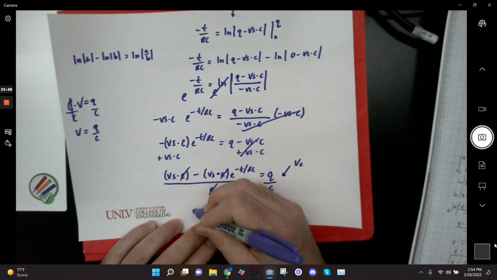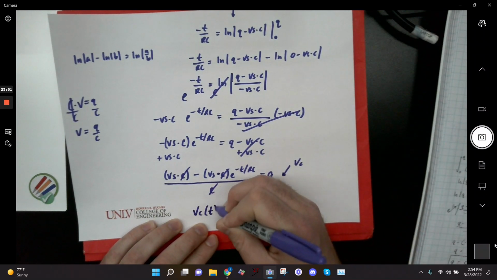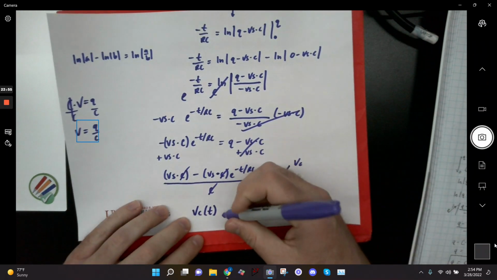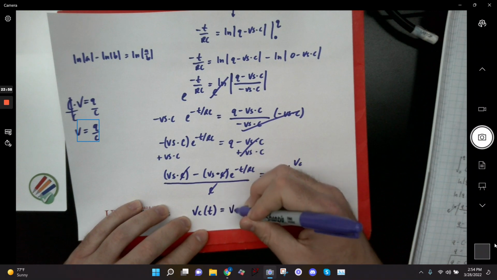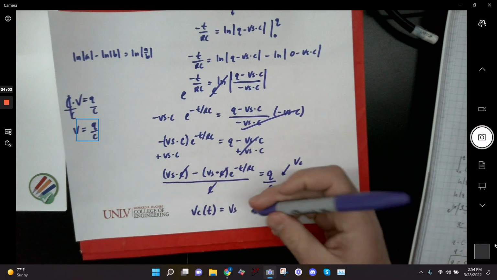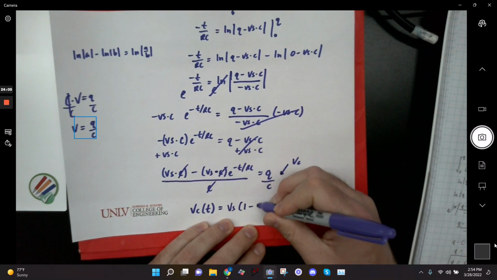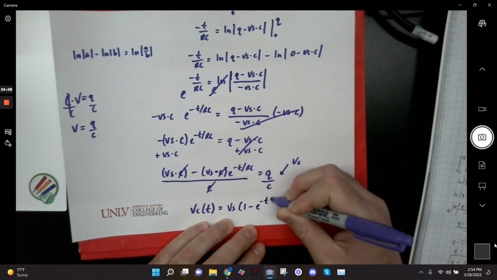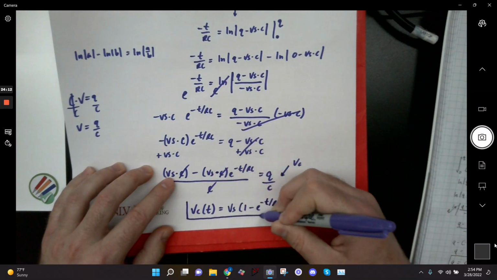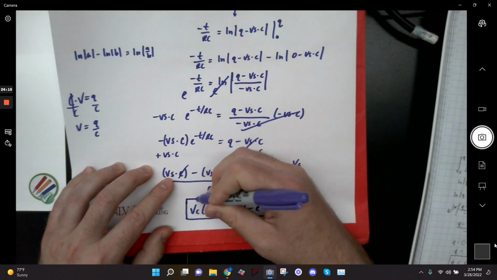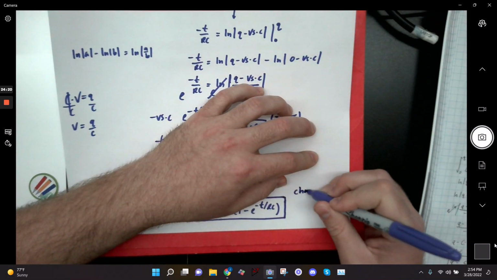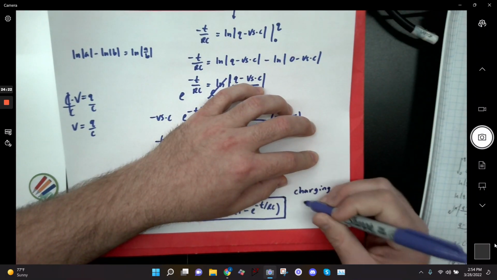So finally, I get to the equation that Vc of t, my capacitor voltage, is equal to Vs, I'm going to factor a Vs out of both of these terms also, just to make it neater, times 1 minus e to the minus t over RC. That is my beautiful final equation. Okay, and that is for charging a cap.